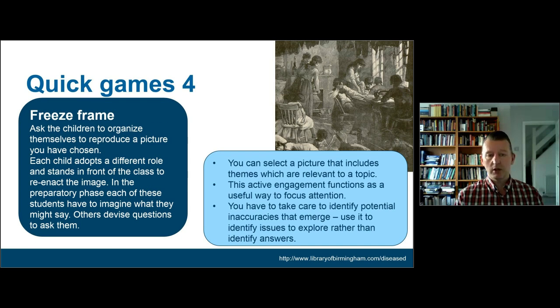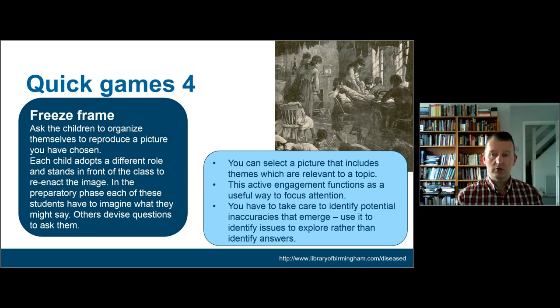Another quick game, this time using a picture again, is a freeze frame. So in this example, this is a picture of a Victorian working class family. We might ask the children to organise themselves to reproduce the picture in front of the rest of the class. Each child adopts a role and they reenact the image, and then they can take 5 minutes to think about how they would feel in that role.